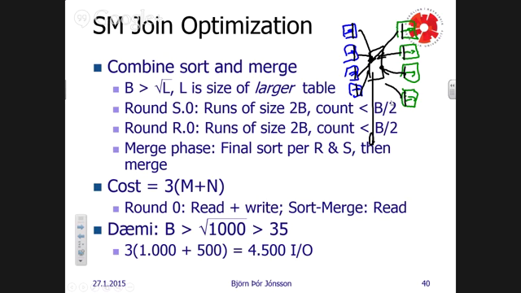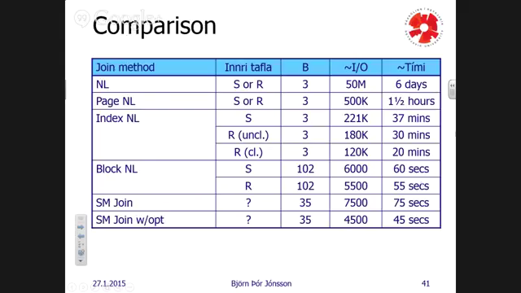So if you haven't read the book, I would recommend to read this, and then I'll talk a little bit more about this on Thursday, because it takes a while to get your head around this. But the trick is basically to avoid the final sort. And that with this optimization is slightly faster than the block nested loop join.